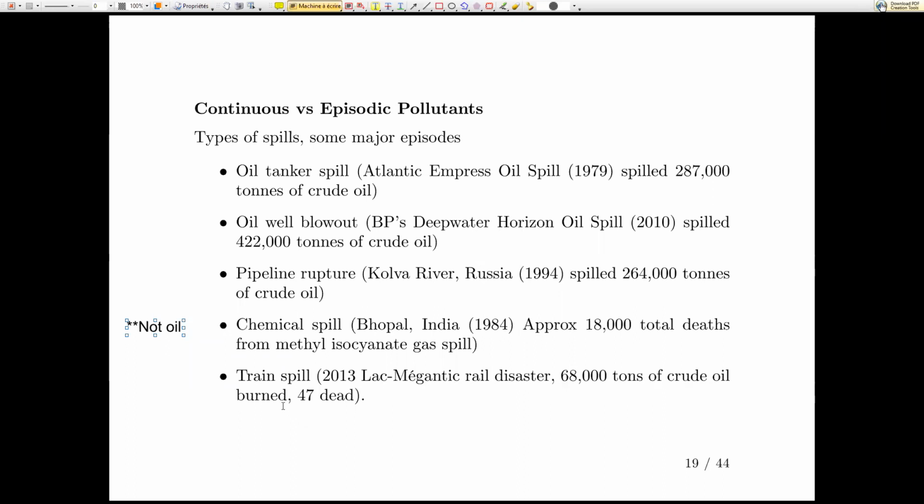I think the second worst train disaster in Canada's history, and certainly in this century for sure. Yeah, so these are pretty bad.